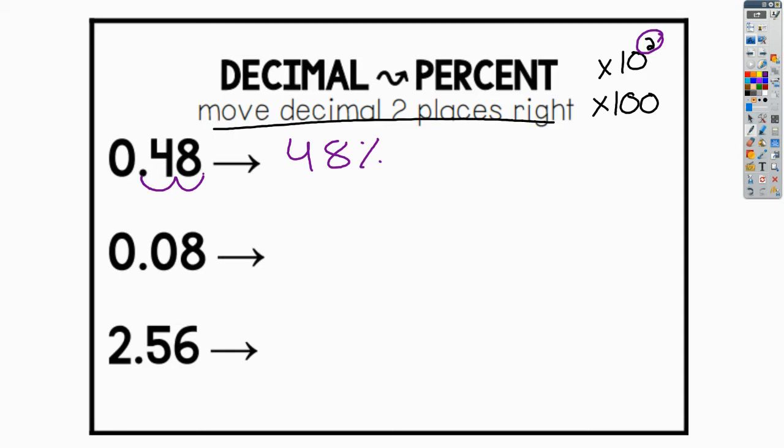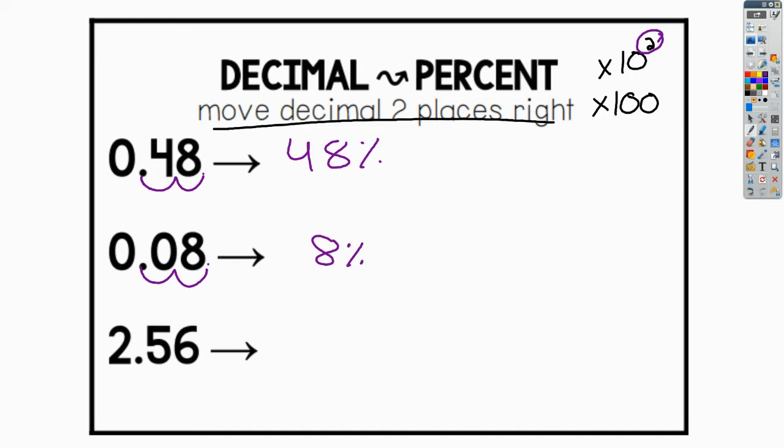I'll do it one more time for this one. 0.08, also known as 8 hundredths. If I multiply it by 100, also known as moving your decimal 2 places to the right, 1, 2. Now my decimal's behind the 8, and I have 8%.